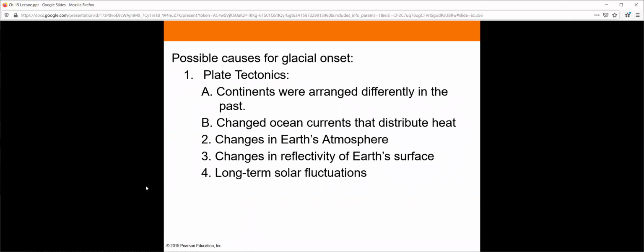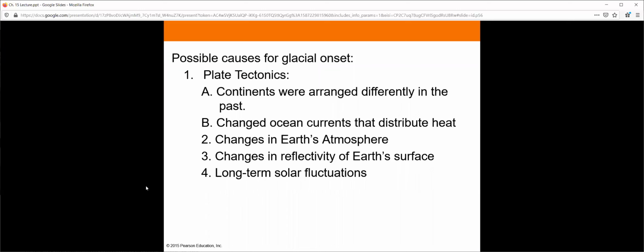Possible causes of the glacial onset include plate tectonics, right? The continents were arranged differently than they were in the past, and this changed the ocean currents that distributed the heat. You also had changes in the Earth's atmosphere, changes in the reflectivity of the Earth's surface, and you could argue long-term solar fluctuations are to blame.